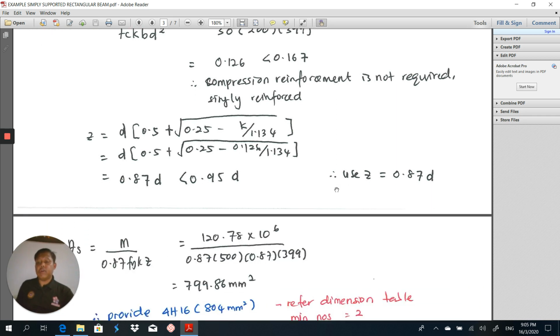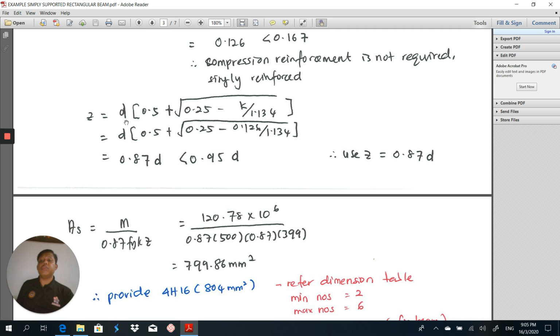Then we have to calculate the lever arm, which is the distance Z, which is equal to D times 0.5 plus the square root of 0.25 minus K over 1.134. Then we get the answer here, 0.87D. We have to compare this value with 0.95D. 0.95D is the limitation. So if you get the answer is more than 0.95D, you have to use Z as 0.95D. In my case here, when I calculate the Z value, I got the answer 0.87D. That's why I use 0.87D as the Z value.